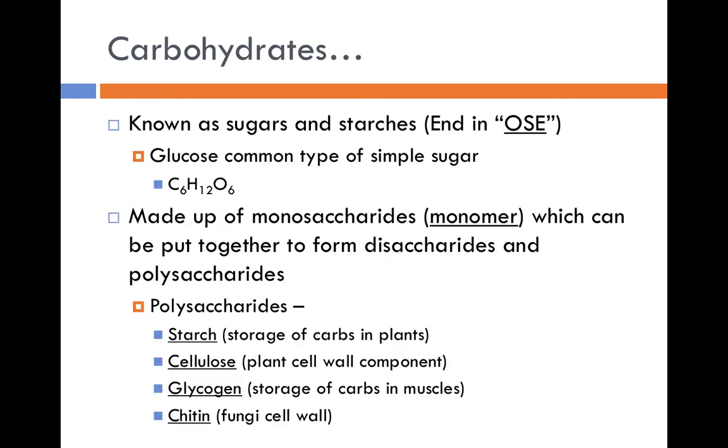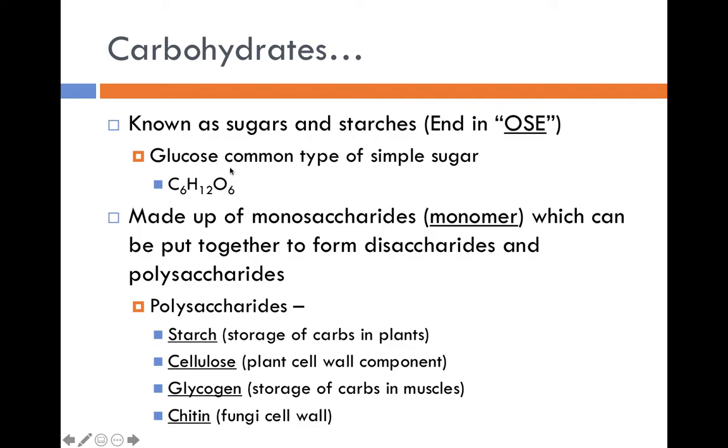So carbohydrates are our sugars and starches. They typically end in the suffix OSE, such as this sugar ends in OSE, and this is called glucose. It's a very common type of simple sugar. It's considered to be a monosaccharide, and this right here below it, this is the molecular formula of it. This is 6 carbons, 12 hydrogens, and 6 oxygens.